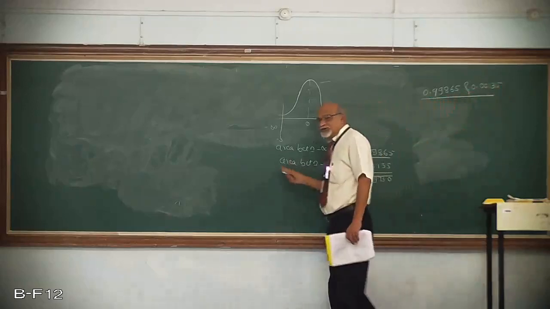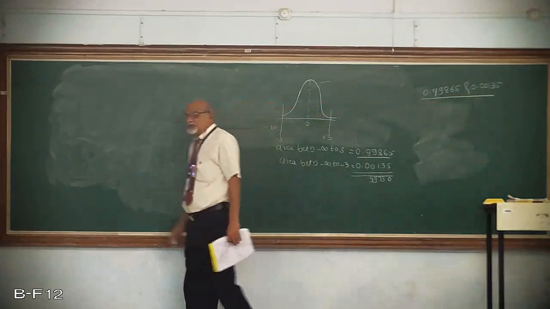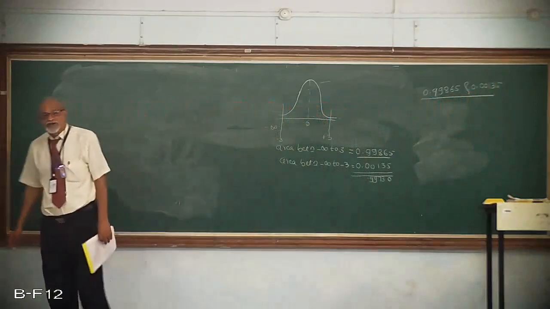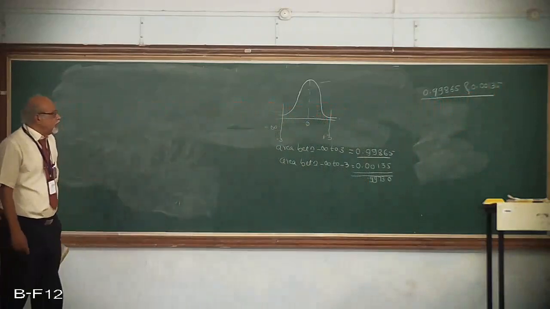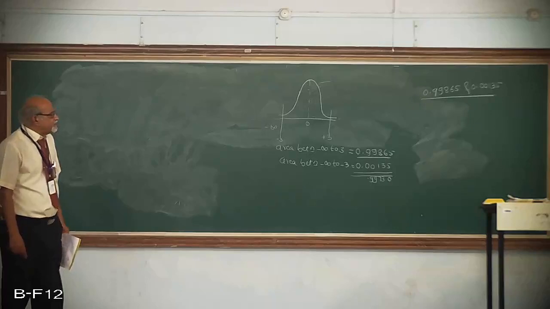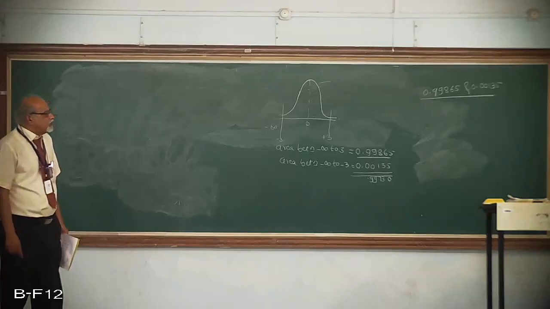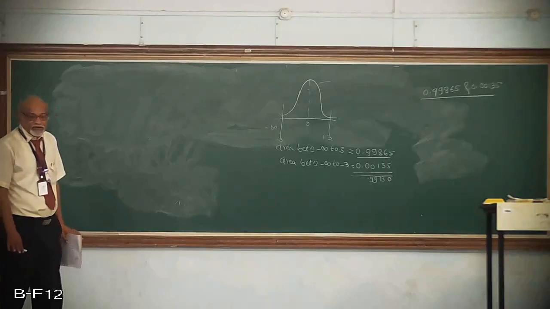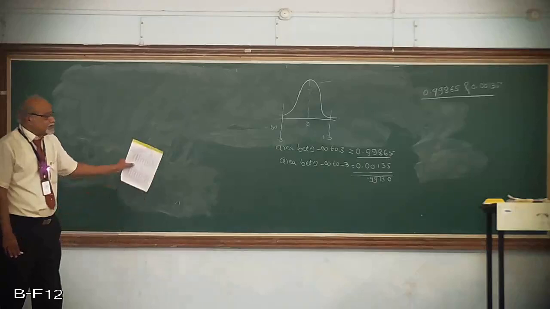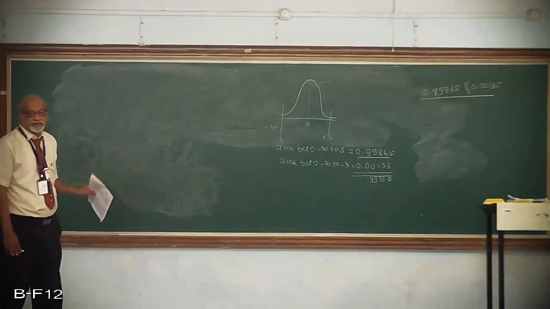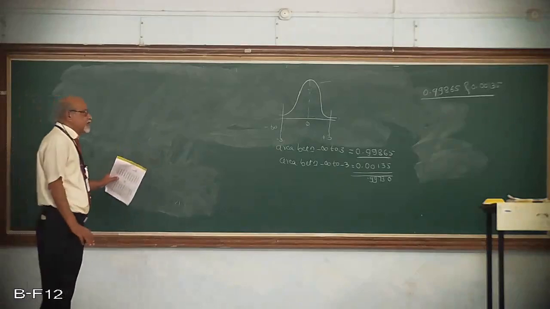The person uses the probability control limits as 0.99865 and 0.00135, which means nothing but plus or minus 3 sigma limits. That is what it means. We need to understand it carefully.